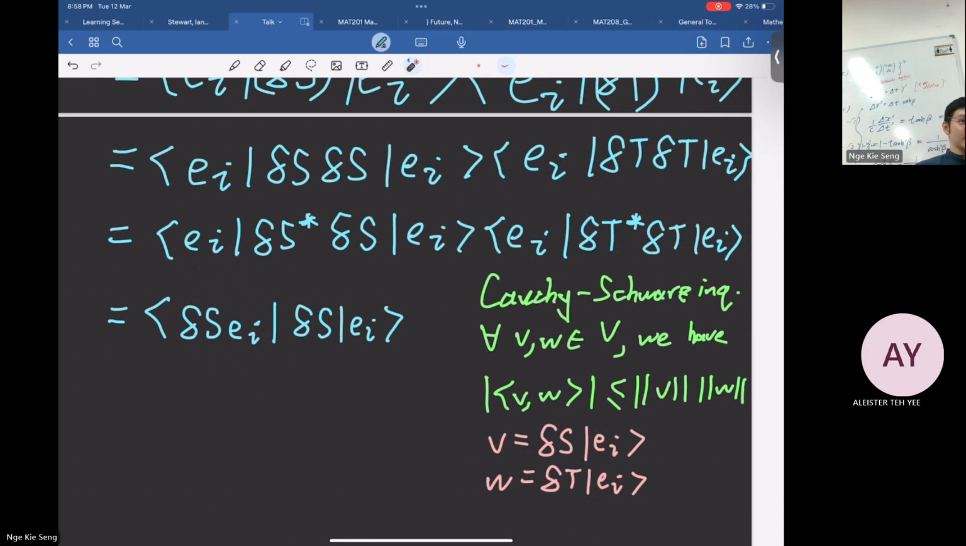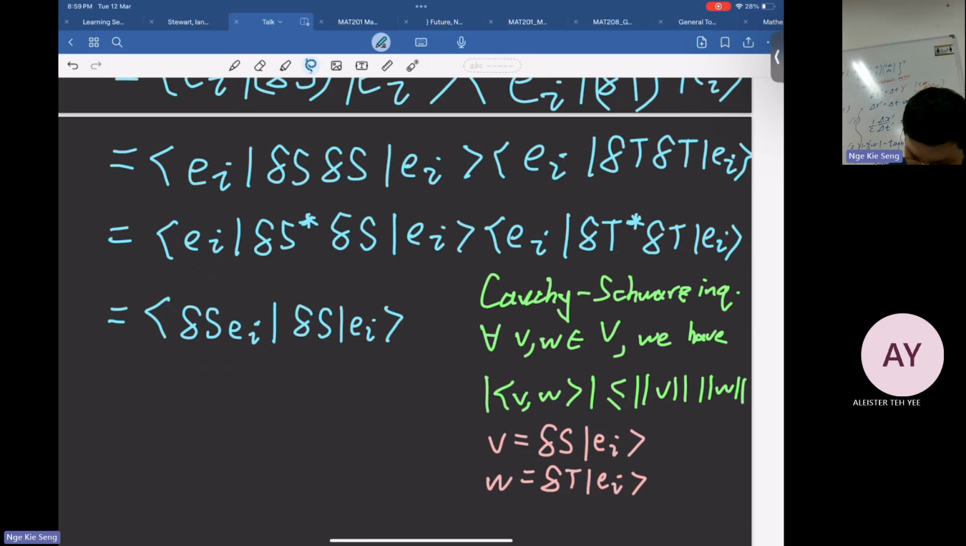Makes sense or not? Doesn't make sense. If it doesn't make sense, we cannot use this one. Otherwise, cannot use. Right. For this part here, okay.